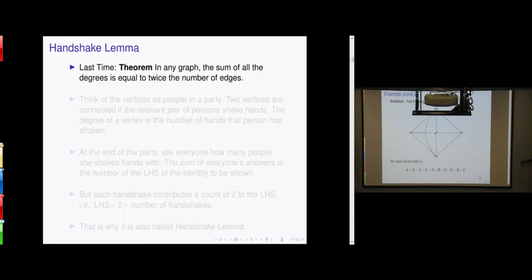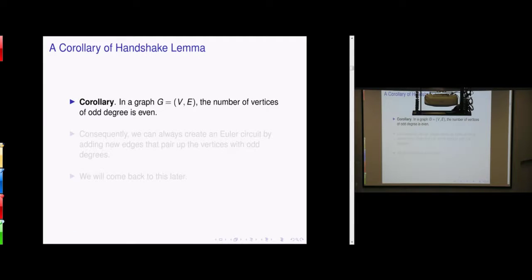Okay, so is this obvious? Well, it is obvious, because the total of the degrees is 2 times the number of edges, so it's even. So you can't have an odd number of odd degrees, otherwise the total would be odd. So the number of vertices of odd degree must be even.